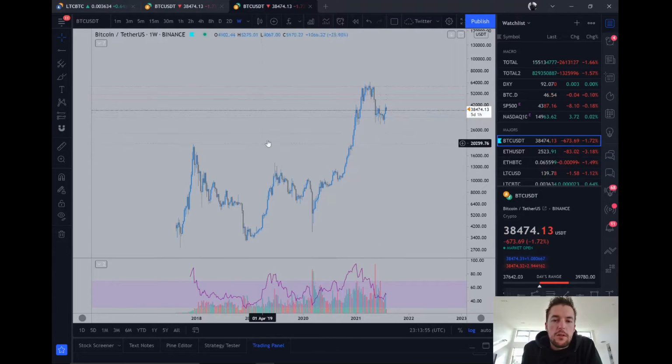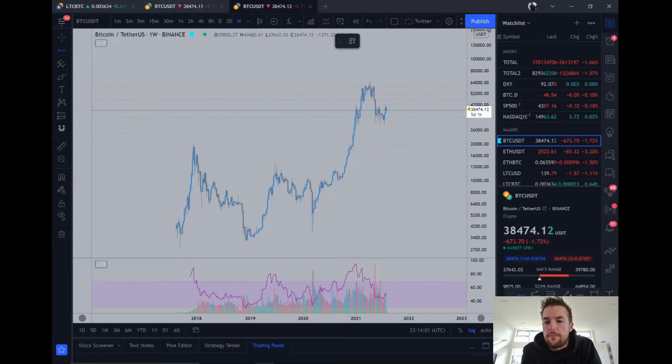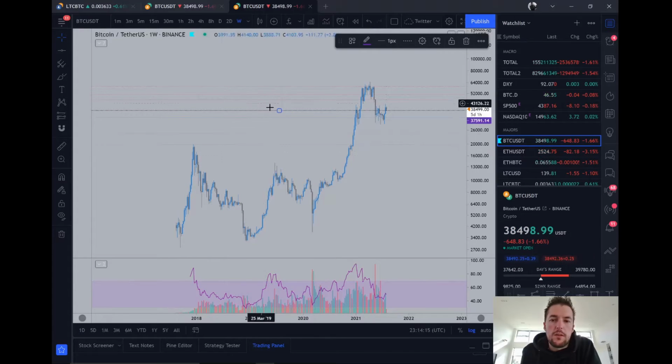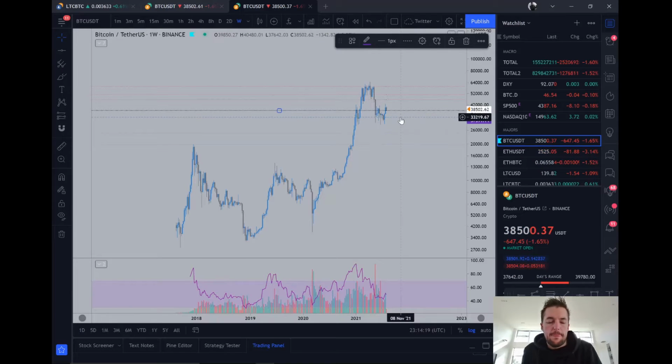So the first thing we can establish on the weekly level is this key level right here that we're sitting on, the weekly pivot, which is at about 37,600. We can see above and below we've got our appropriate S1, S2, S3, and then we also have our R1, R2, R3 up here.